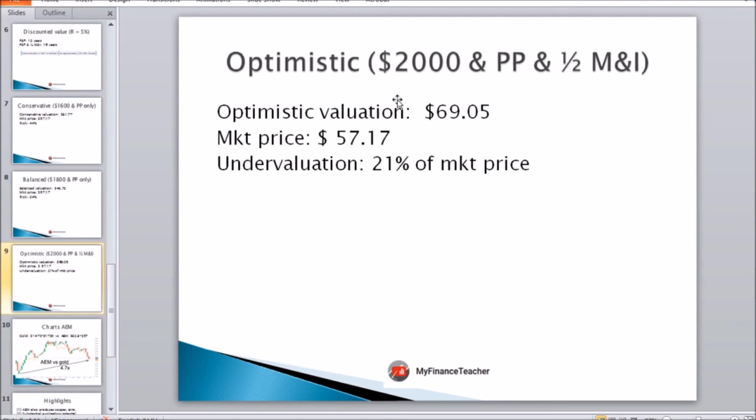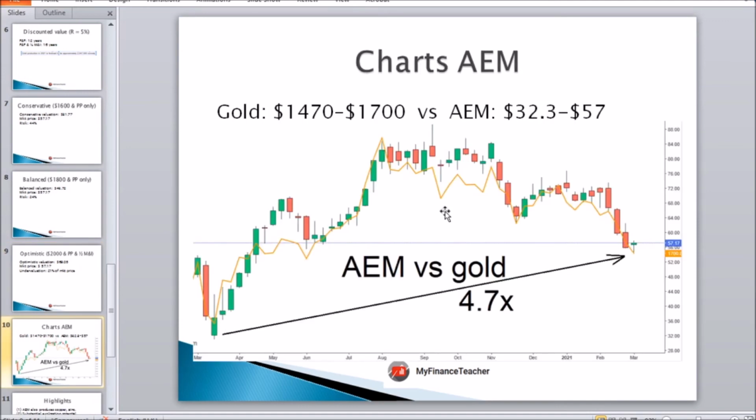And again, this fundamental valuation is basically the value of the reserves and the resources in the ground after production costs, after debts, and after taxes. But looking at the charts, perhaps there is more to see here. Let's compare the performance of AEM versus gold.